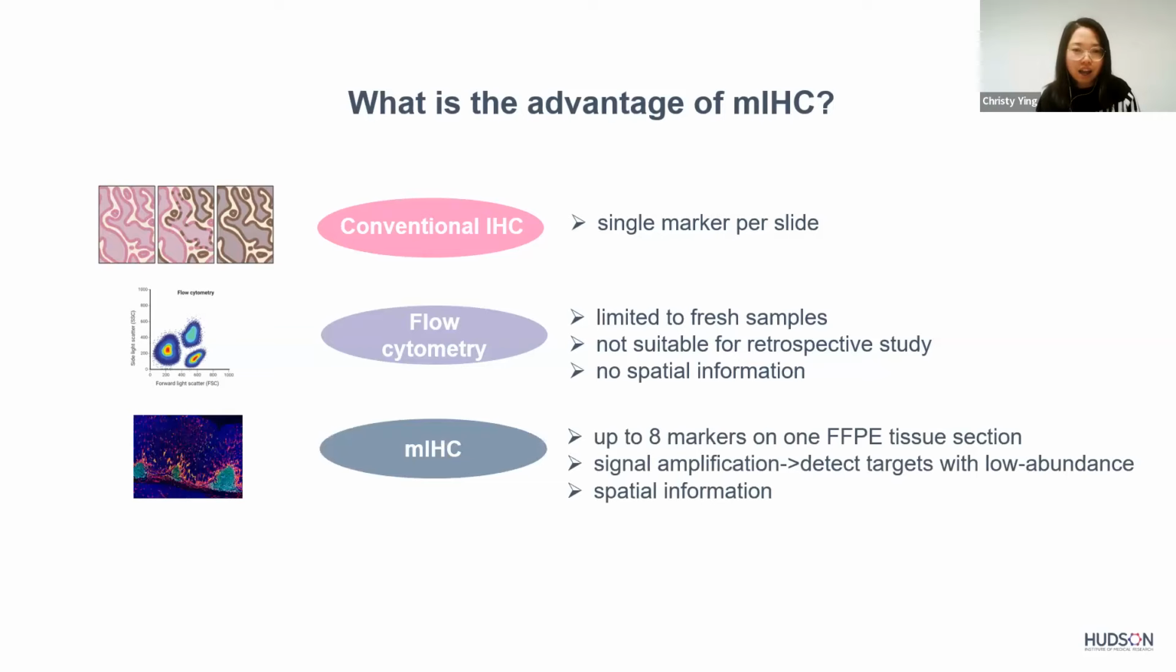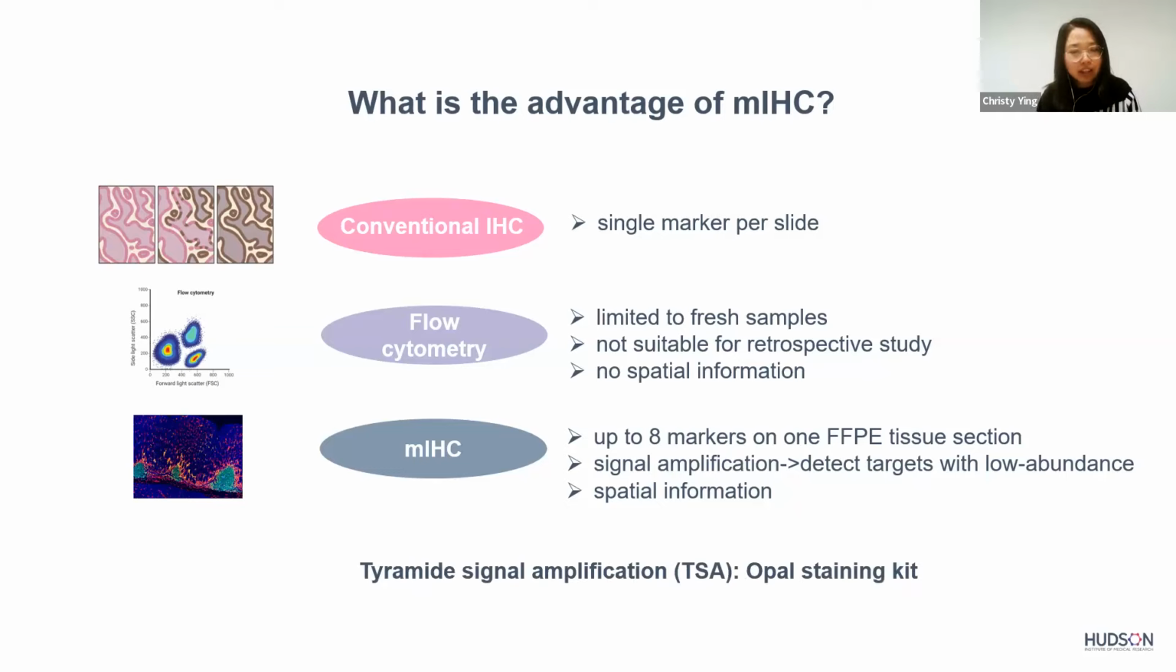For the multiplex IHC, we are now able to stain up to 8 biomarkers on one formalin fixed paraffin embedded tissue section. And with the tyramide signal amplification technology, we could detect targets with very low abundance. And also it could provide us more spatial information.